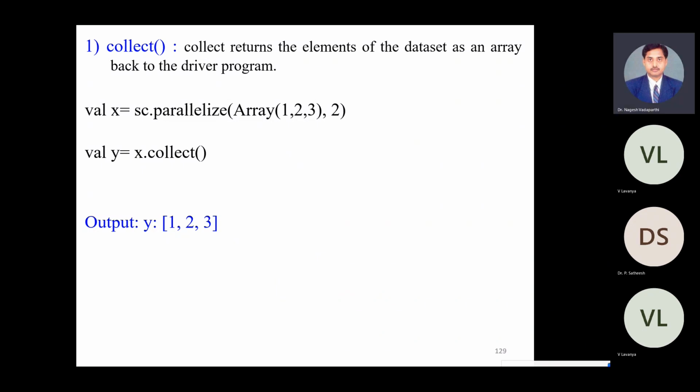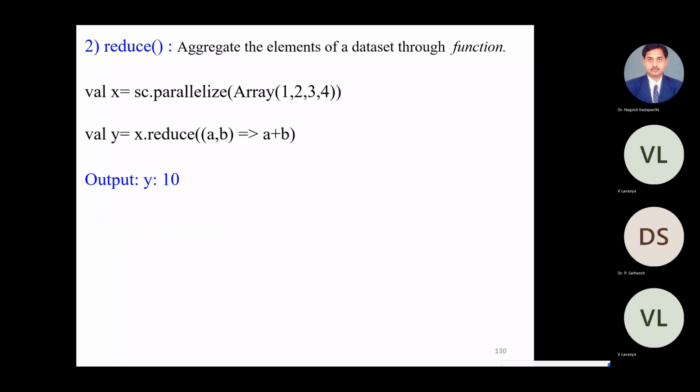It returns the elements. How many elements are there in this one? If you take in the first set 1 comma 2 comma 3 and the second one is 2, it returns 1 comma 2 comma 3. Even though 2 is present 2 times, it will print only once. So redundant values it cannot print. So 1 comma 2 comma 3.